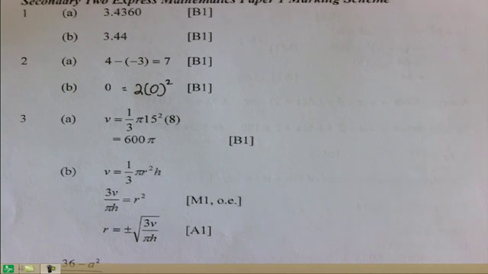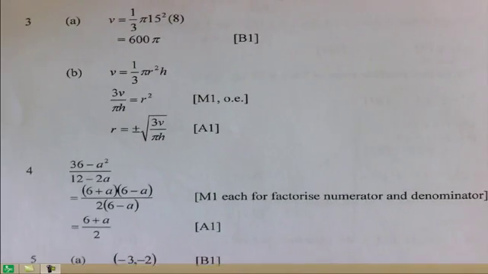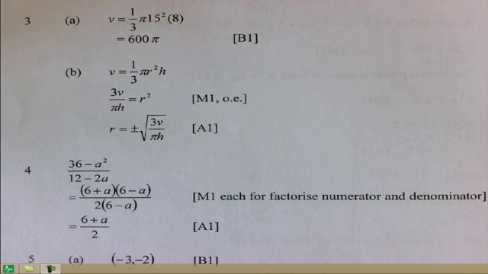Question 3a. Question 3a is given that v equals 1/3 pi r square h. Find v when r equals 15 and h equals 8. Leave your answer in terms of pi.